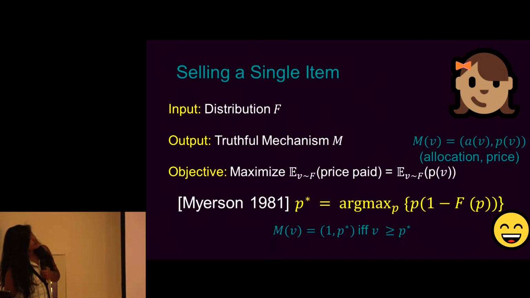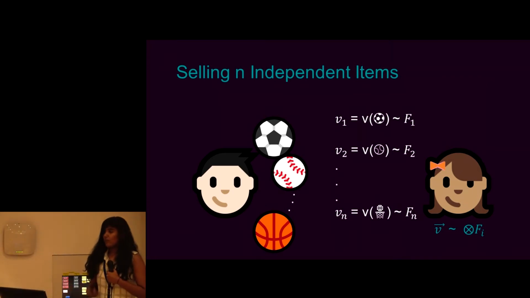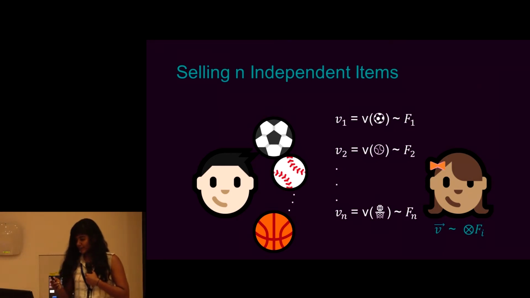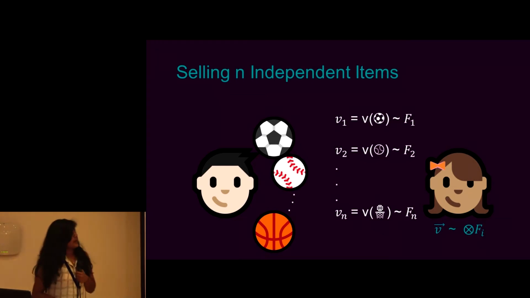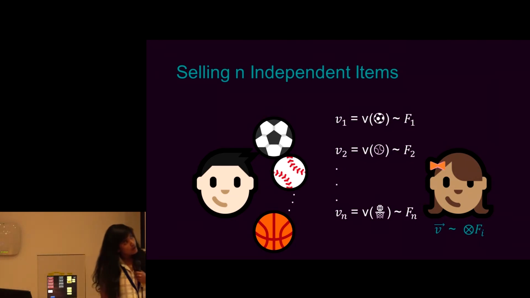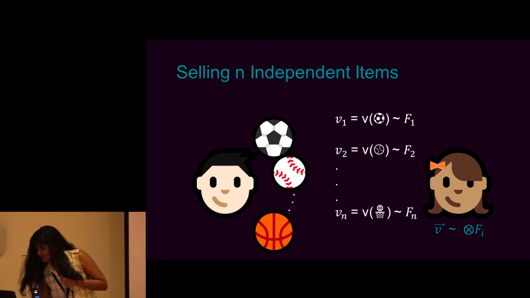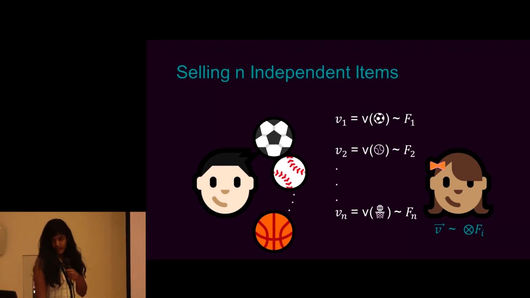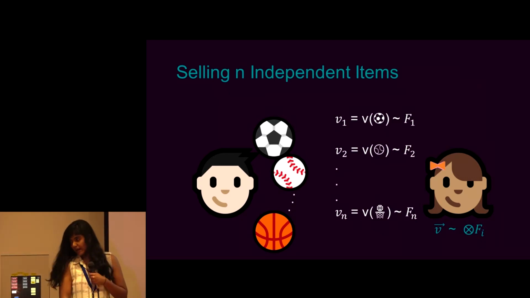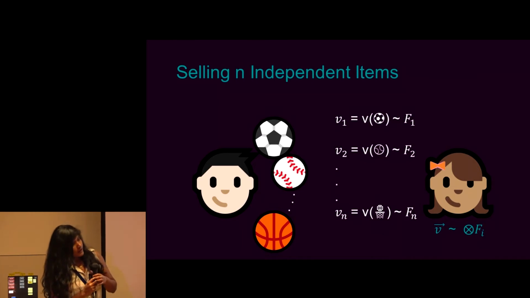Can we say the same about multiple items? We will stick to independent items. The whole talk is about independent items because, as you saw, correlated stuff is hard. Now we have a seller with multiple items and a buyer whose values for the items are drawn independently from different marginals. They don't have to be identical. And the buyer's value is from the product distribution.